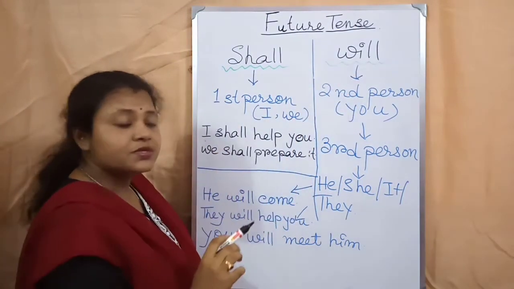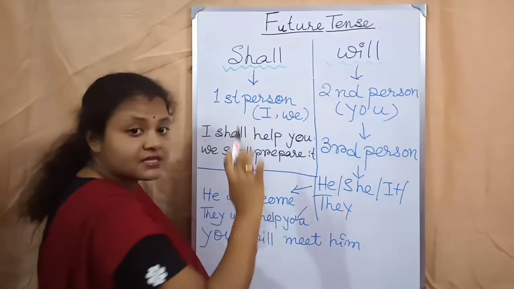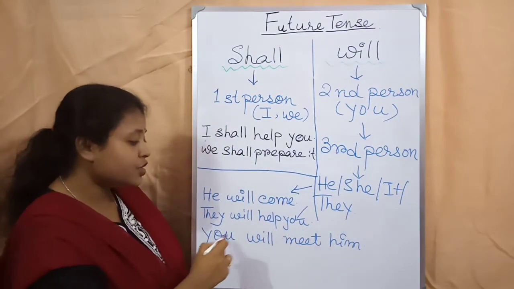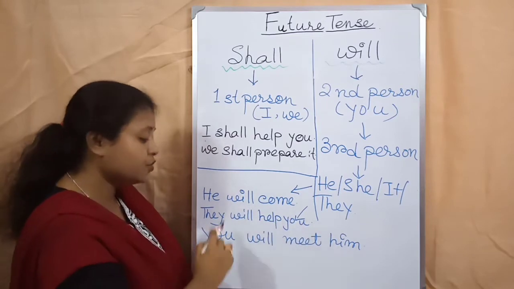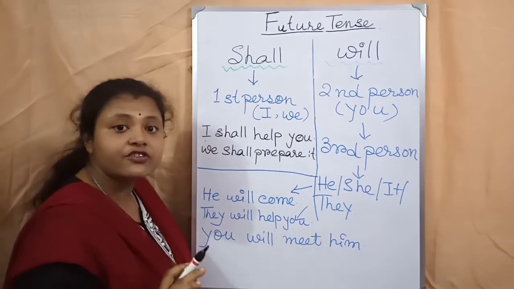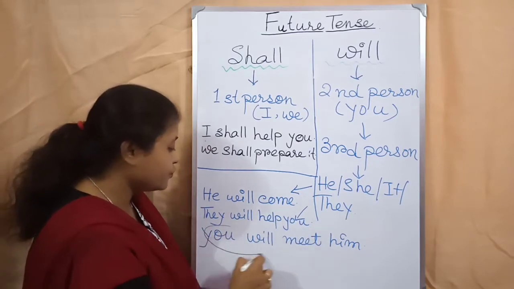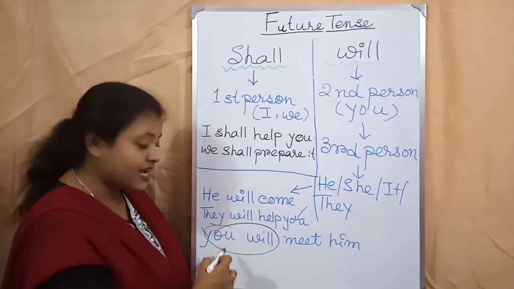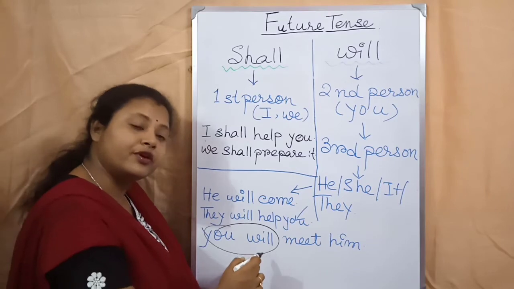Will is used in place of second person. After second person we can use will. Here is the example. You will meet him. After you, obviously you cannot write shall. You will meet him. You is the second person. So that is why after you I have written here will.